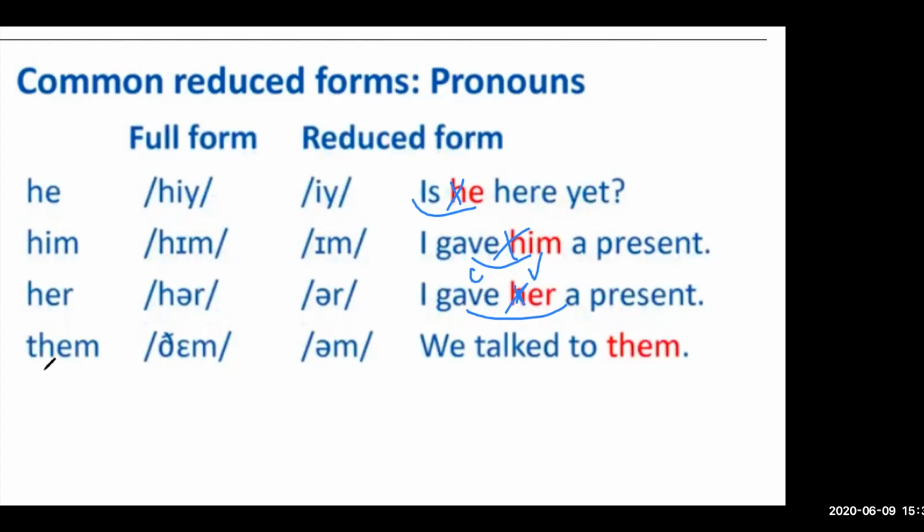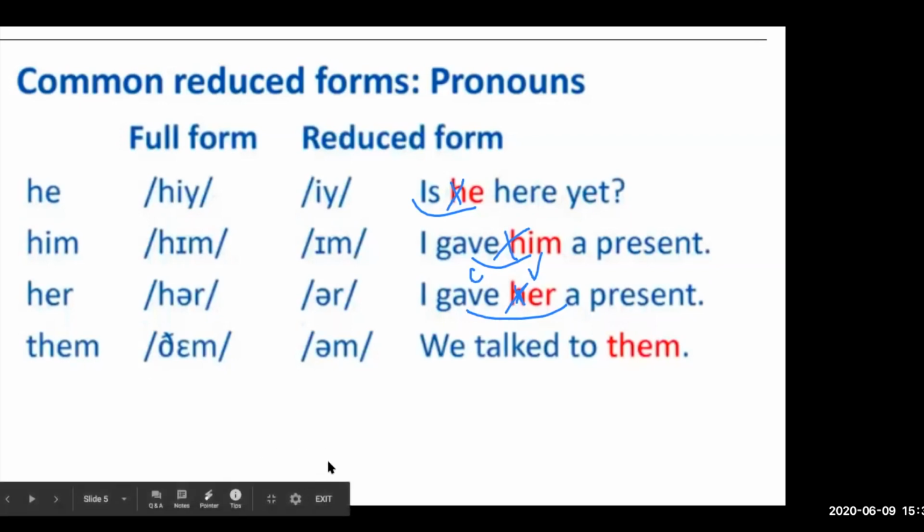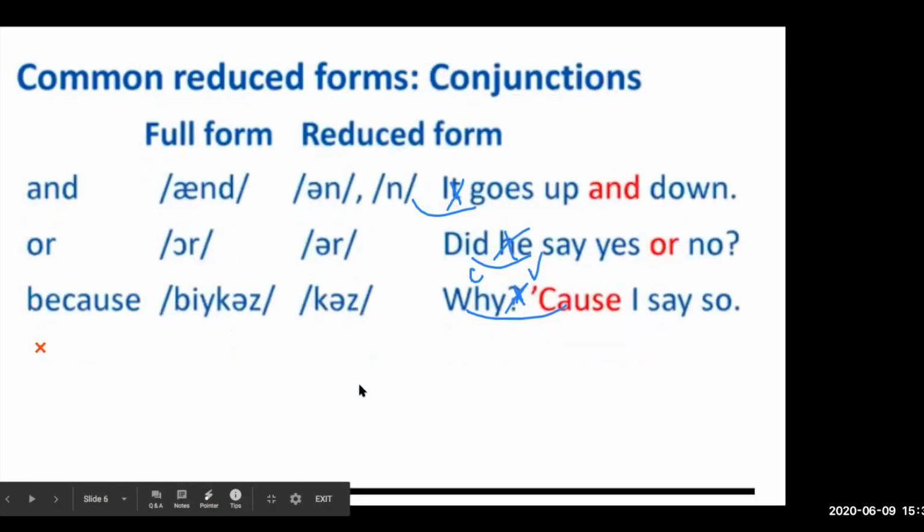Or here, "them". We're gonna get rid of that "them", right? We're not gonna pronounce that TH. Instead, "em". We talk to him. Okay. So these are also quite common.